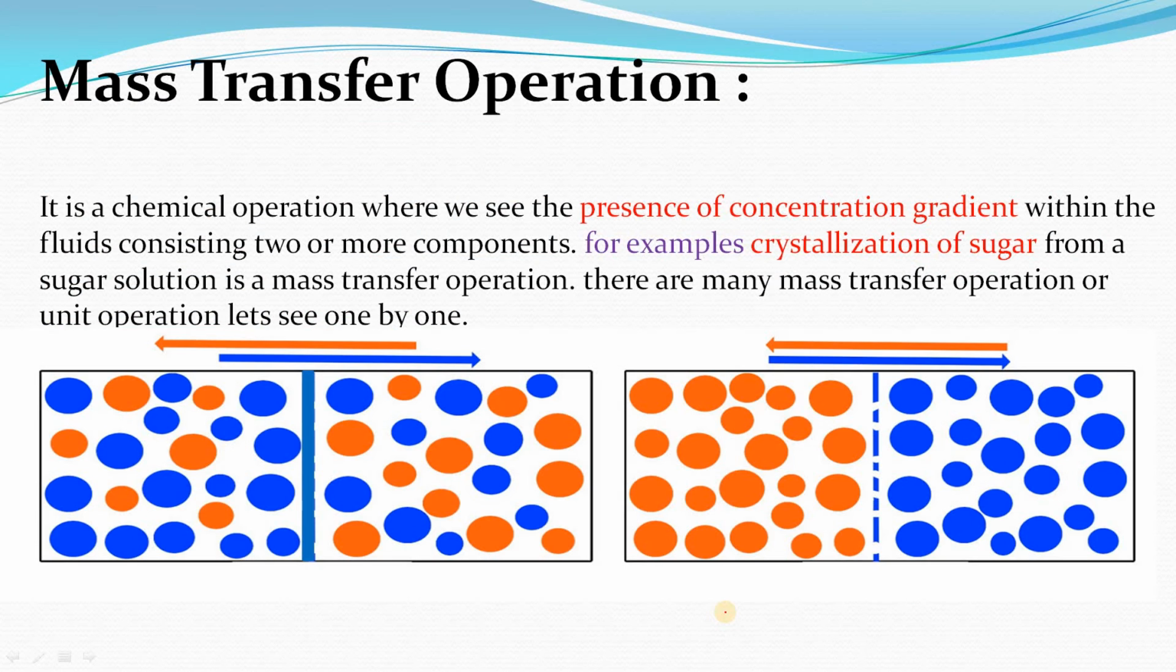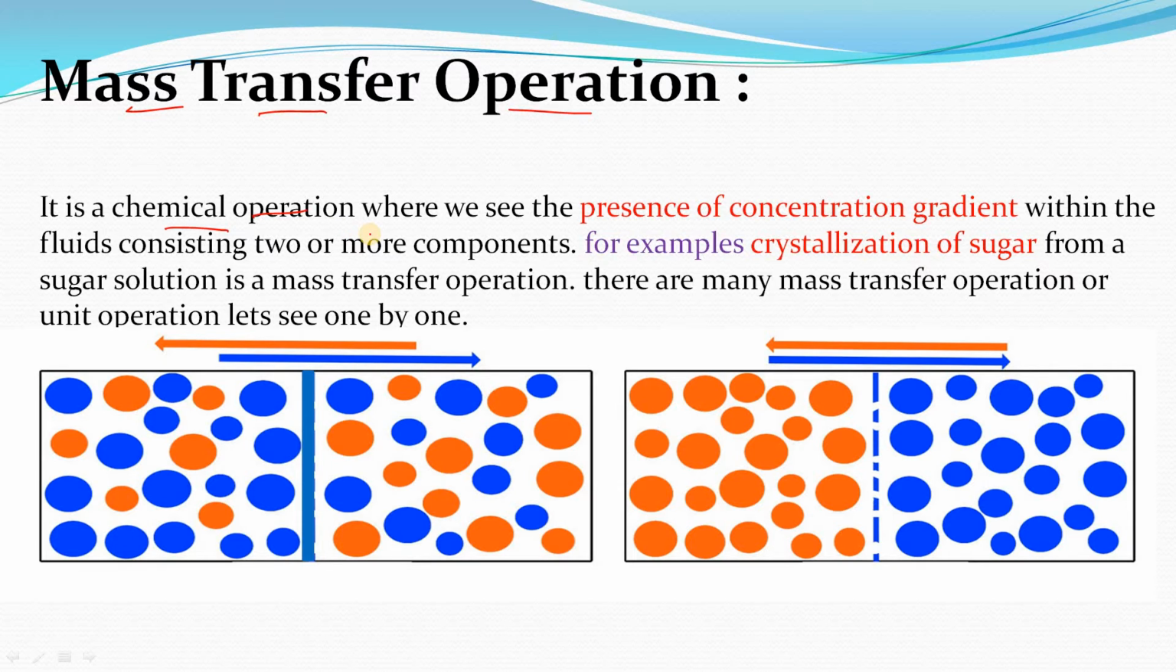Next we are discussing the unit operations, right? We will discuss each unit operation one by one, and the first unit operation which we will discuss is mass transfer operation. Mass transfer operation is a unit operation, and we also say that it is a chemical operation, right? I'm not saying that it's a chemical process. No, it's a chemical operation.